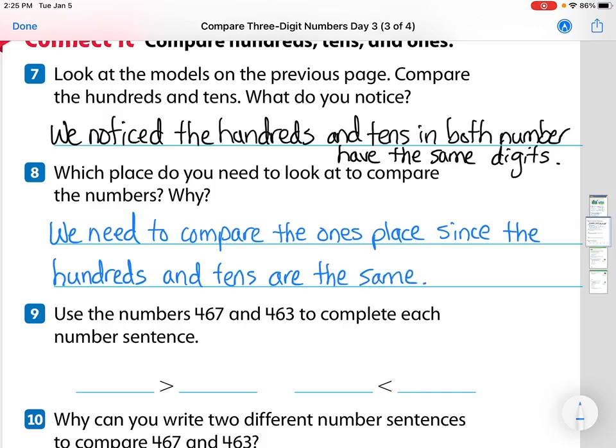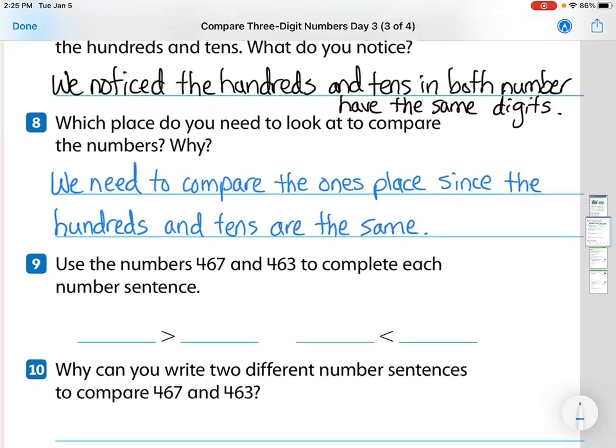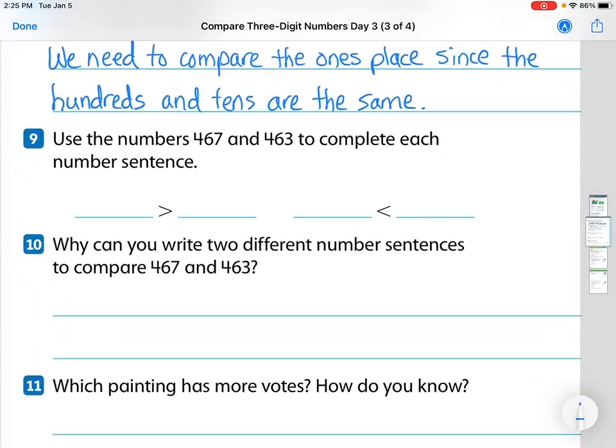Okay, so again, if you need to pause the video to write your words, you go right ahead, and I'm going to move on. It says use the numbers 467 and 463 to complete each number sentence. Okay, I'm going to draw your attention to the symbol that they have given us already. On this first number sentence, you are going to put a number here that will be greater than the number you put here. In the second number sentence, it's switched around. So the number that you write here will be less than the number you write here.